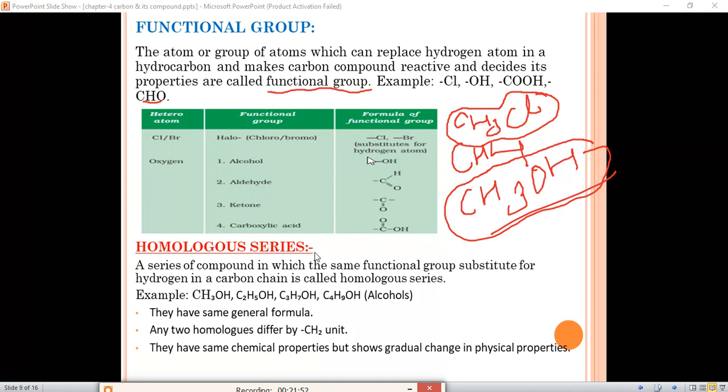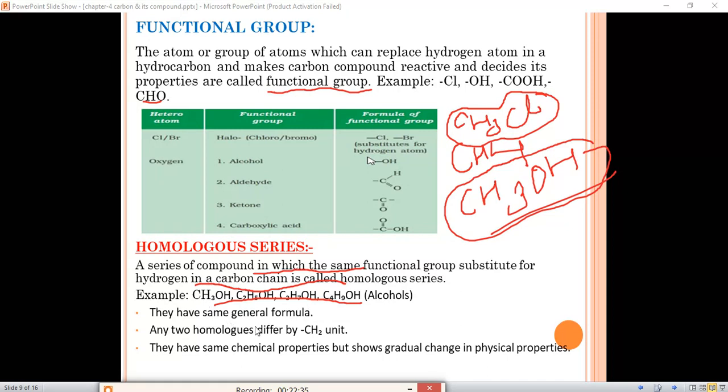Now we'll read about homologous series. What is a homologous series? A series of compounds in which the same functional group substitutes for hydrogen in a carbon chain is called a homologous series. A series of compounds means it is a series in which the same functional group will substitute a hydrogen. For example, this is our series of alcohols: CH3OH, C2H5OH, C3H7OH and C4H9OH. In all these hydrocarbons, one hydrogen is replaced with OH, so now their properties are completely changed and they all belong to the alcohol group.